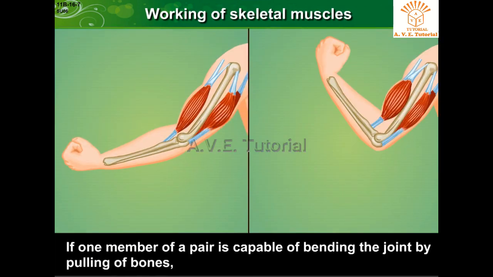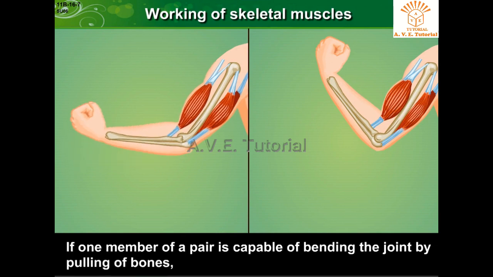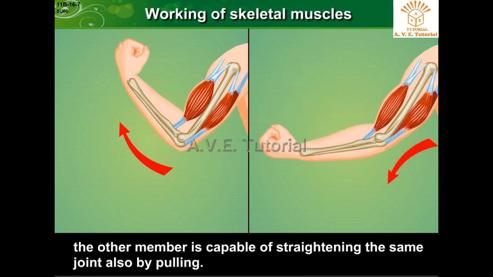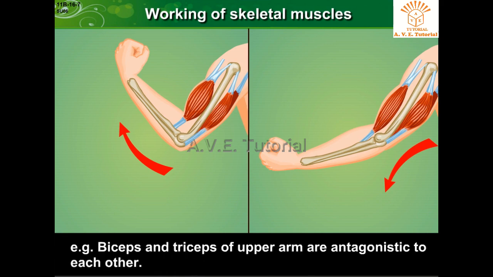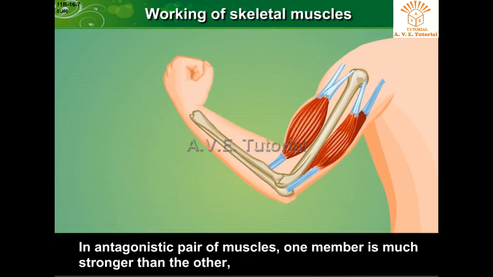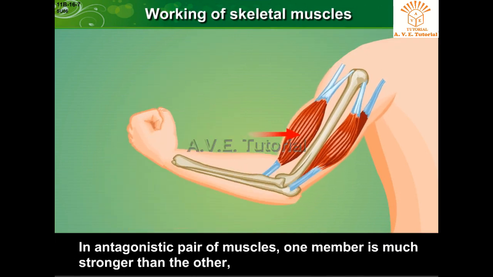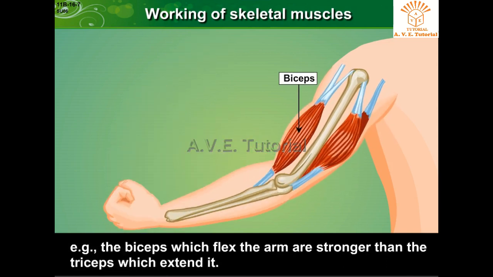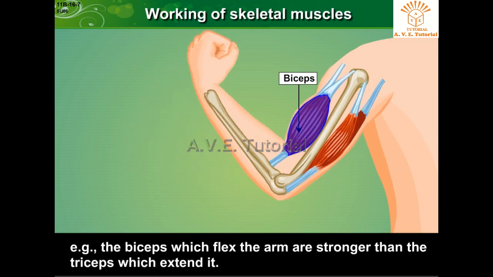If one member of a pair is capable of bending the joint by pulling of bones, the other member is capable of straightening the same joint also by pulling. For example, biceps and triceps of upper arm are antagonistic to each other. In an antagonistic pair of muscles, one member is much stronger than the other. For example, the biceps which flex the arm are stronger than the triceps which extend it.